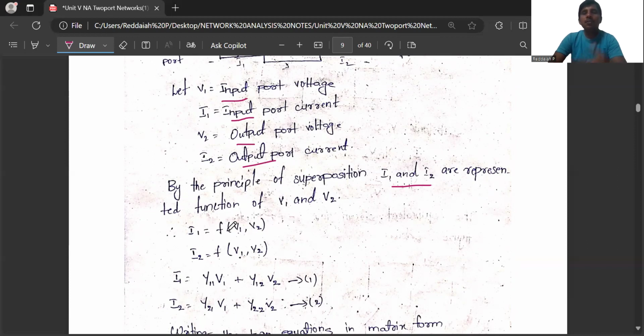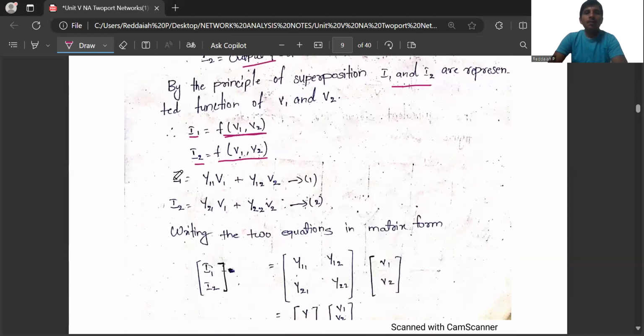Previously, V1 and V2 were represented in terms of the Z parameters, I1 and I2. But here, current will be represented as a function of voltages V1 and V2. I2 current is also represented as a function of V1 and V2. That we have to remember. From the superposition principle, we can write the equation I1 equal to Y11 V1 plus Y12 V2.